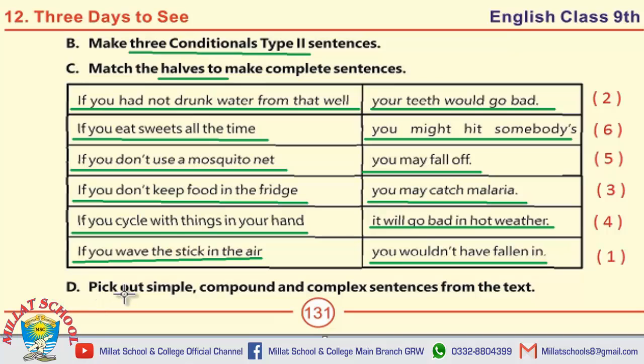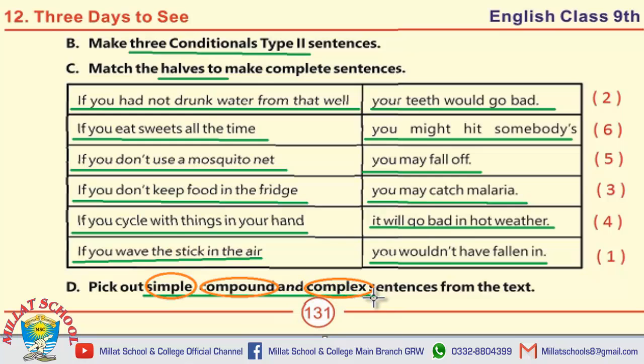Next, D section. Pick out simple, compound and complex sentences from the text. And the example of simple sentence is sentence number 1. So the city becomes my destination. And sentence number 2. How can so much be compressed into one day? Next, the example of compound sentences. Recently, I was visited by a very good friend who had just returned from a long walk in the woods.